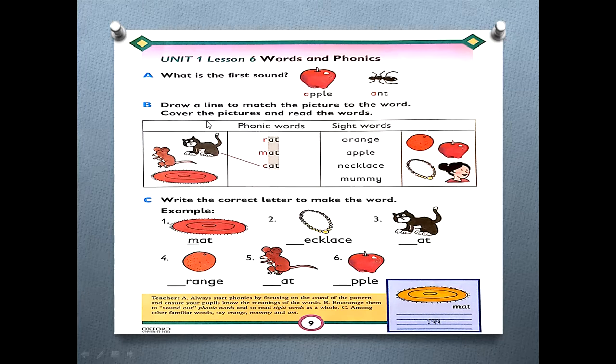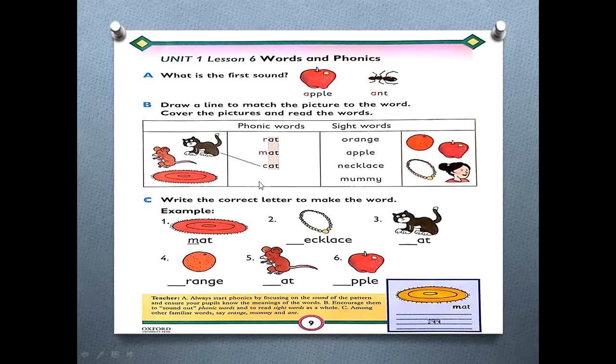Exercise B. Draw a line to match the picture to the word, cover the pictures and read the words. You can see that there are 4 columns of this table. In first column you can see some pictures, and in second column you can see phonic words written there: rat, mat and cat. In the third column, sight words are written: orange, apple, necklace, mummy. And in the fourth column, you can see the pictures of these sight words.